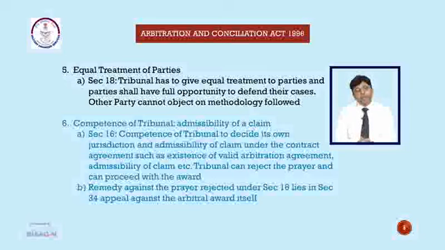Last but not the least is the competence of tribunal. Competence of tribunal is covered under Section 16. Now, what does it mean? Competence of tribunal is a very important concept in the Arbitration Act. Section 16 says that if there is a dispute on the jurisdiction of the arbitral tribunal as well as the admissibility of the claim, the tribunal itself has the power to decide whether it has the jurisdiction to decide a certain matter or whether a certain claim is admissible or not. The tribunal itself becomes the judge of its own dispute or contention of the subject matter.